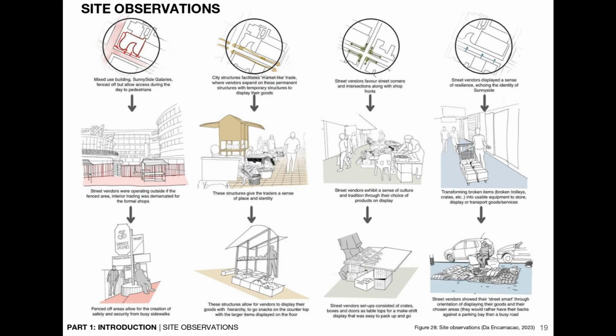The final observation was the constant resilience we witnessed from street traders to local shop owners. The street traders created their own system of upcycling, which allows them to display or transport their goods and services. This was seen through the reuse of broken trolleys to devise a transportation device for their goods and using crates and boxes as support structures for their goods to be presented on.